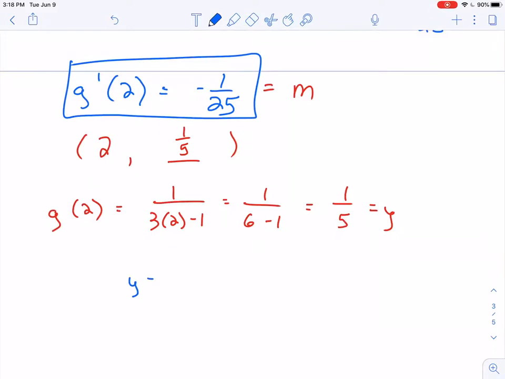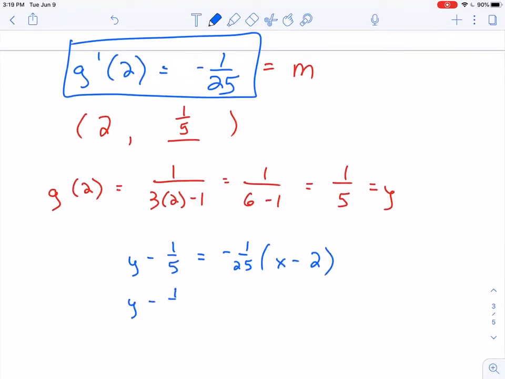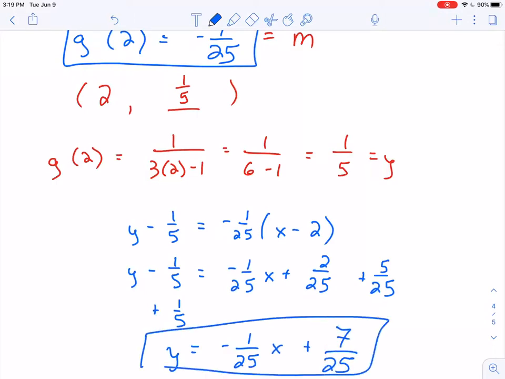So y minus y1, so y minus my y value would be 1/5 equals m, my slope, that's -1/25, times x minus my x coordinate, which is 2. And I'm just going to solve for y here very quickly. Y minus 1/5 equals -1/25x plus 2/25. I want to add 1/5, but I need a common denominator, so that's really the same as adding 5/25. So I should have y equals -1/25x plus 7/25. So there is the equation of my tangent line to my function g of x at x equals 2.